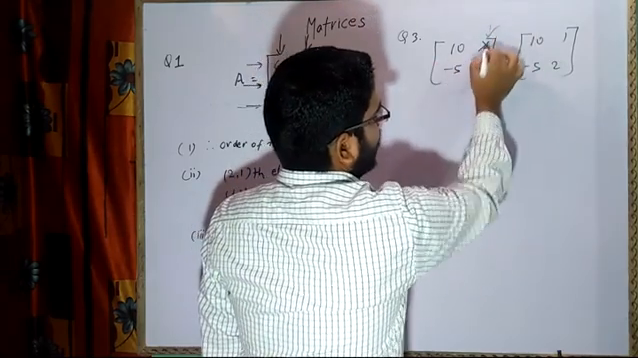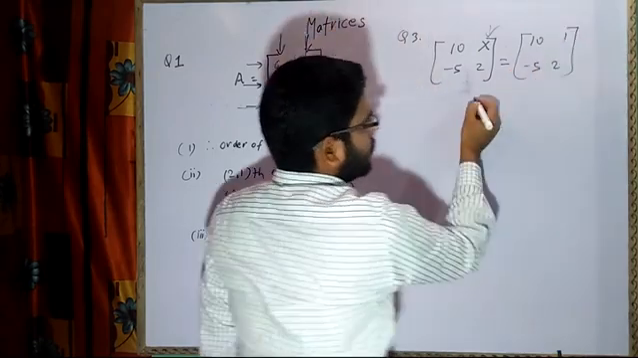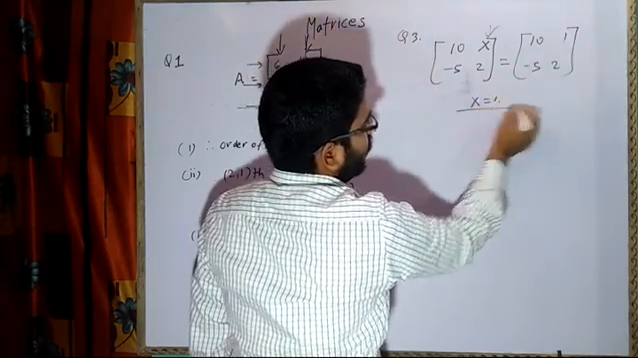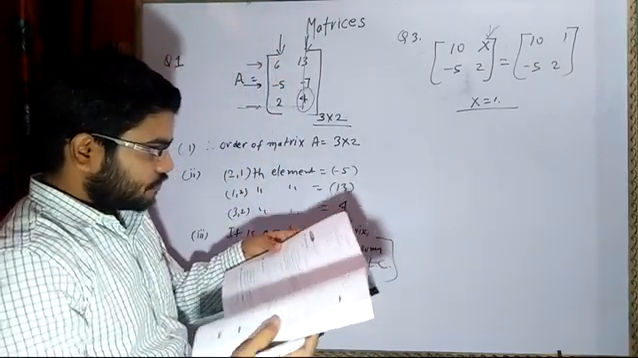So first row second column is x. On this side also you have to see first row second column. So here you will write x is equal to 1. Only this much you have to do, my dear students, in this particular section.